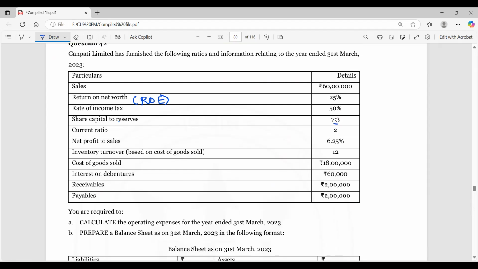reserves and surplus. Current ratio is 2:1. Net profit to sales is 6.25%. Inventory turnover ratio, specifically mentioned based on cost of goods sold, is 12 times. Cost of goods sold is given as 18 lakh. Interest on debenture is 60,000. Receivables 2 lakh, payables 2 lakh.